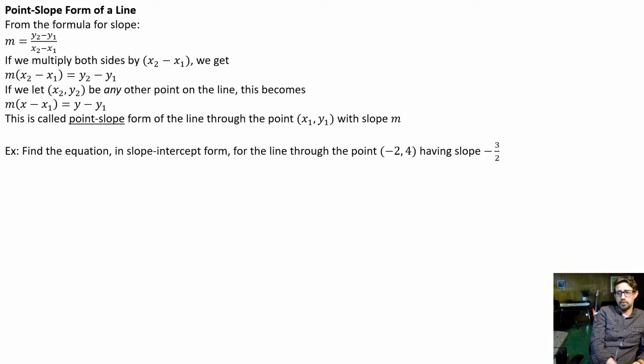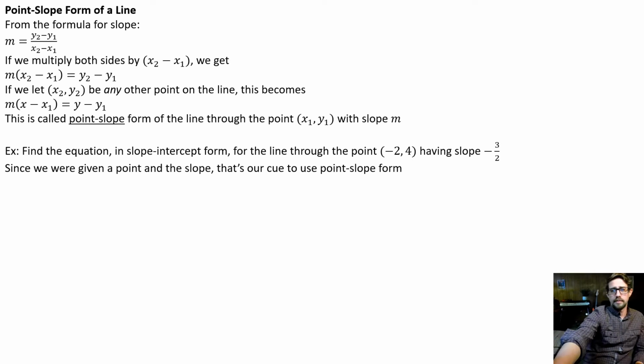Okay, so m is negative 3/2, and our x1, y1 is negative 2, 4. So the name is good because the name kind of cues you when to use it. Okay, so stick all that stuff in. We have negative 3/2 times x minus negative 2, equals y minus 4. Now, if I just asked you for an equation, you could technically stop now. That is an equation for the line. But it's messy, and also I asked for it in slope-intercept form.